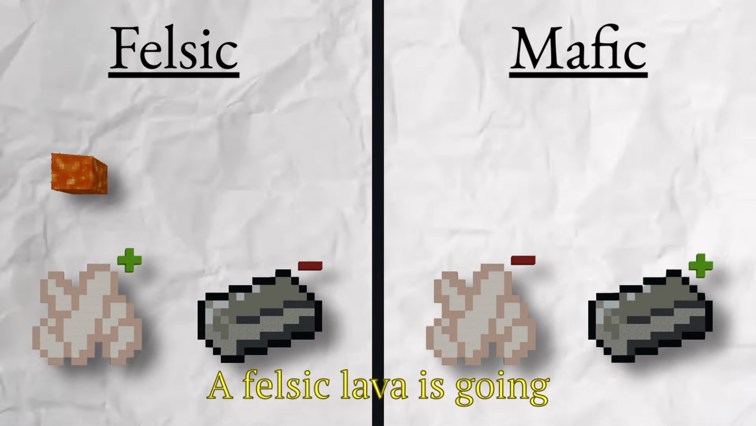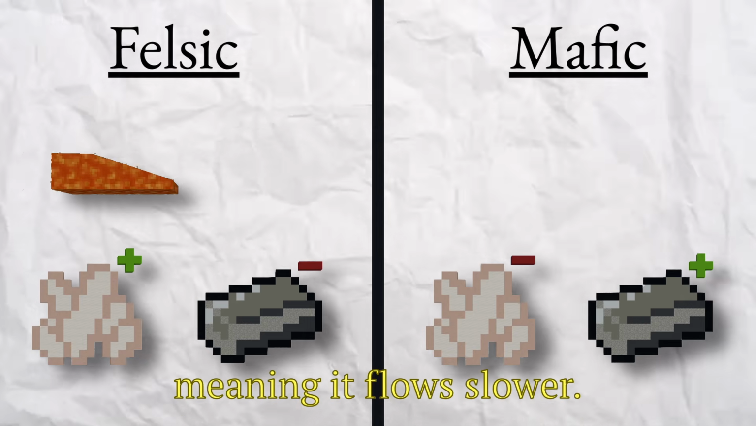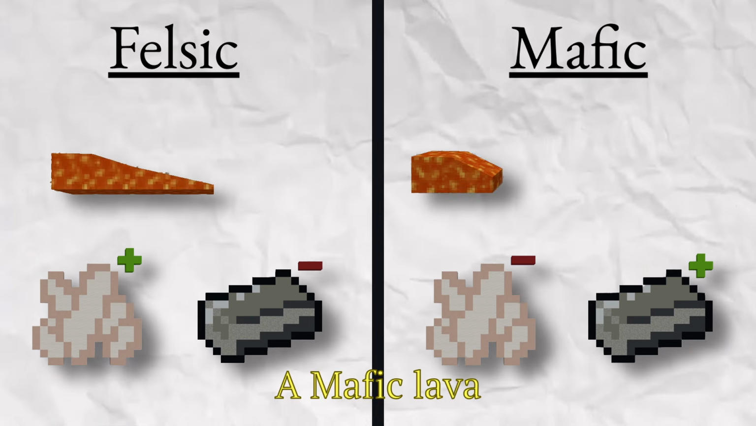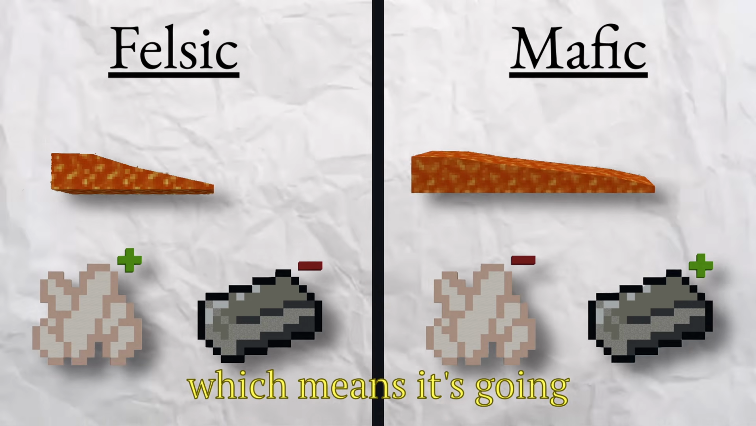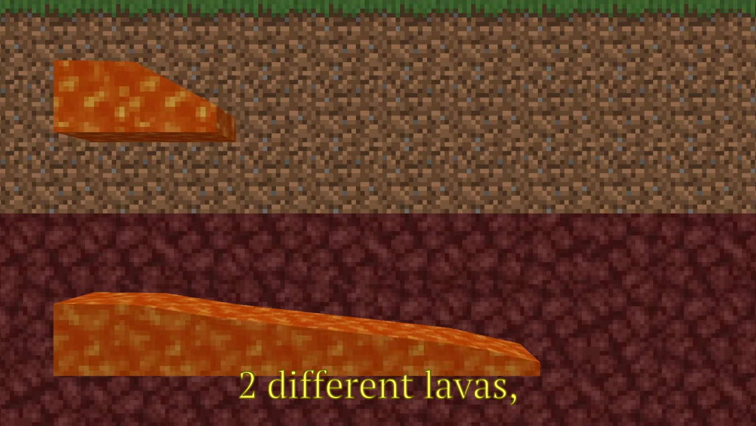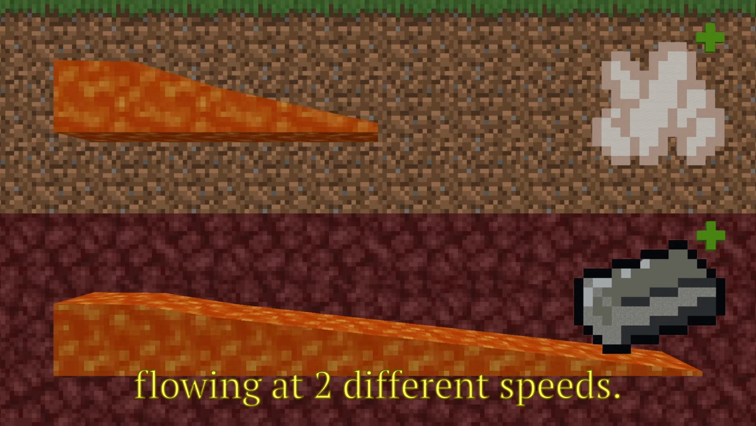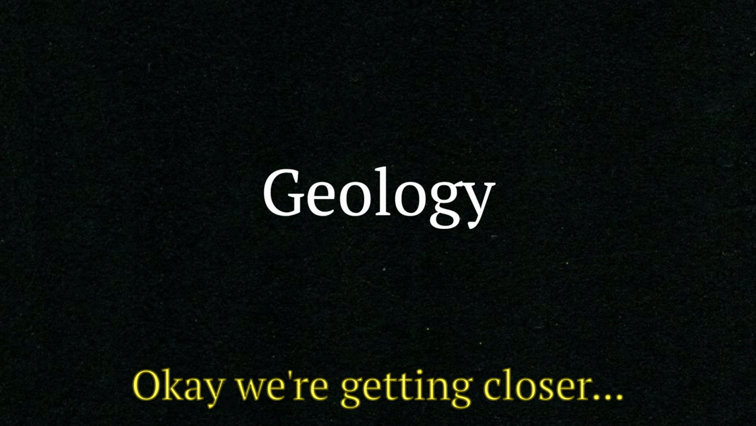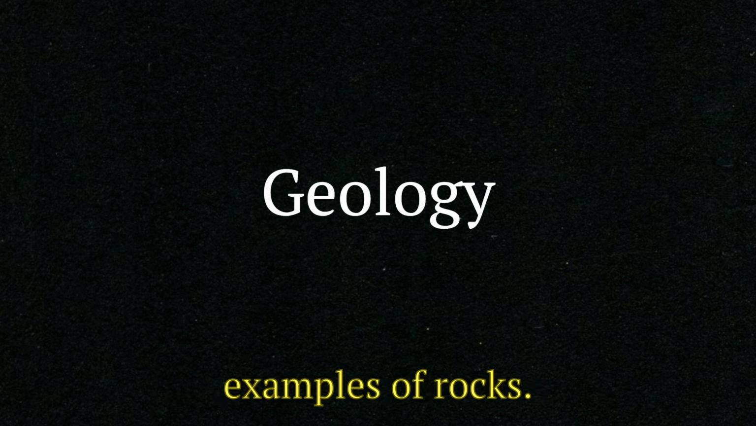A felsic lava is going to have a higher viscosity, meaning it flows slower. A mafic lava has a lower viscosity, which means it's going to flow faster. This is also what we see in Minecraft. 2 different lavas with 2 different compositions flowing at 2 different speeds. Okay, we're getting closer. So let's look at some examples of rocks.